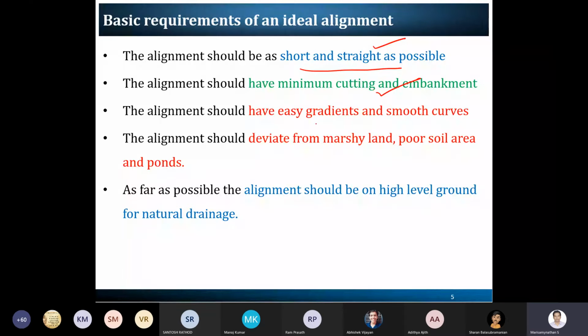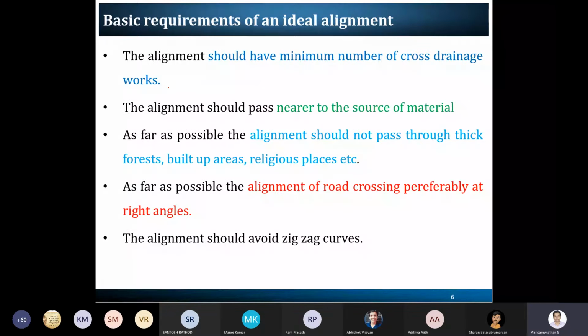Then it has an easy gradient and smooth curves, and it deviates from marshy land, poor soil areas, and ponds. Those kinds of obstacles we also need to consider eliminating when you are planning a new highway or road alignment. It is supposed to be on high level ground for natural drainage. The minimum number of cross drainage works should be provided, and as much as we can, we should eliminate the crossings. That will give different advantages to the road alignment.